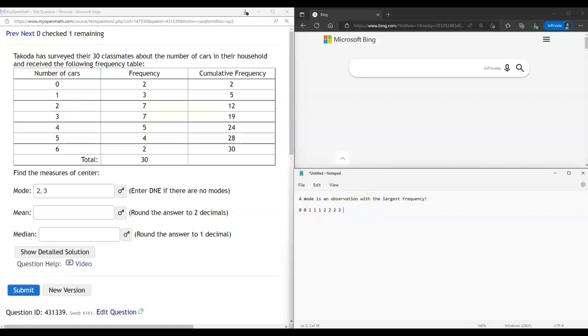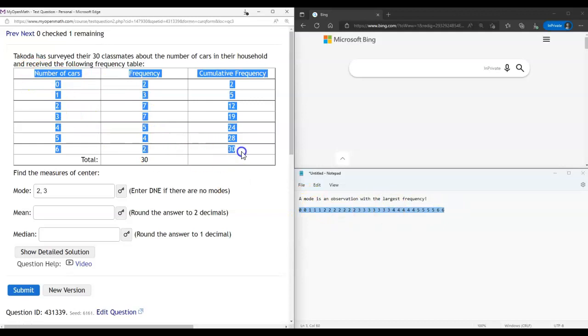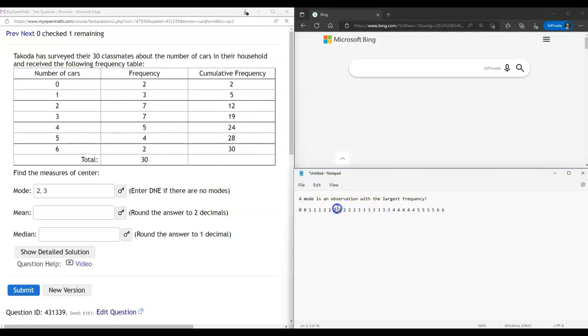1, 2, 3, 4, 5, 6, 7. Then we have 7 threes. 1, 2, 3, 4, 5, 6, 7. Then we have 5 fours. 1, 2, 3, 4, 5. Then we have 4 fives. 1, 2, 3, 4. And then we have 2 sixes, 6 and 6. So this is what my original data set looks like, and if it was given to me, I would have constructed this frequency table.